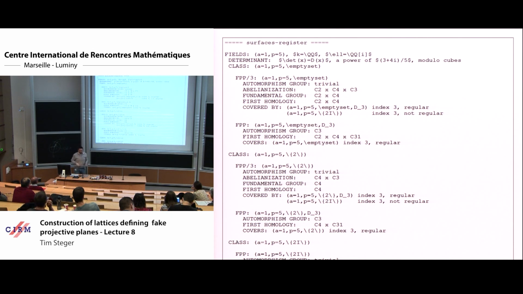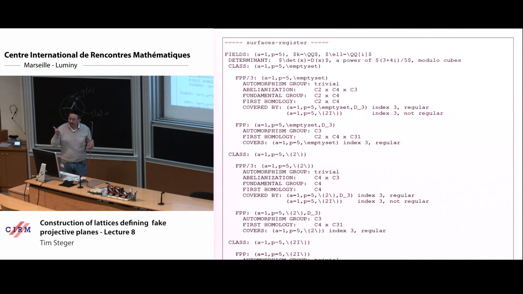Notice that it says modulo cubes. Well, that's because really we're looking at the projective group, so we can always multiply the determinant by any cube. So this is not giving us a map from our group to Z, it's giving us a map from our group to Z mod 3, depending on what sort of determinant we have.